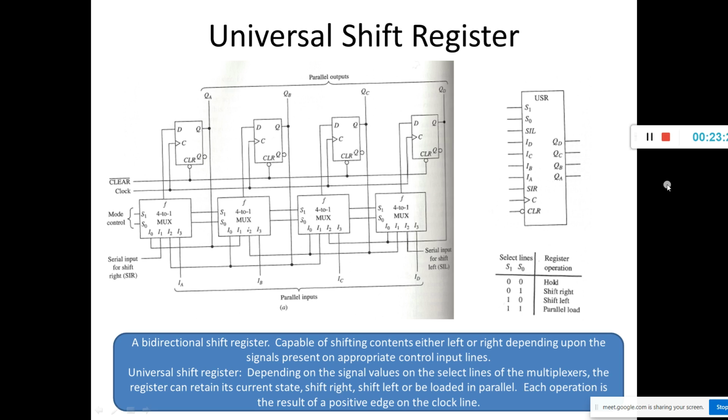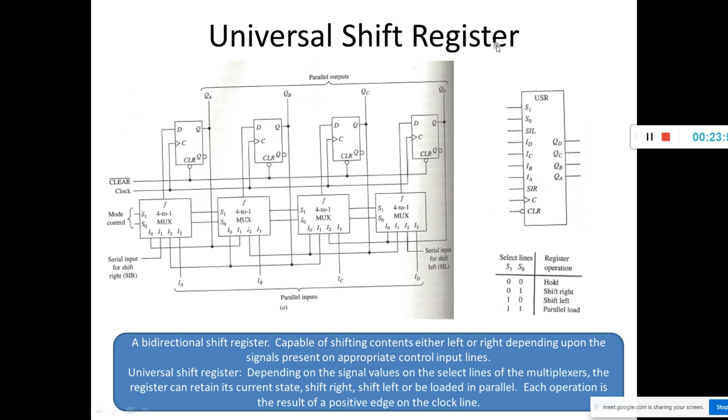Any doubts in this? Here there are 4 multiplexers. If it is 0 0, the I0 data line is selected and it will hold the data. If it is 0 1, the data is shifted right. If it is 1 0, the data is shifted left. If it is 1 1, it will parallel load.